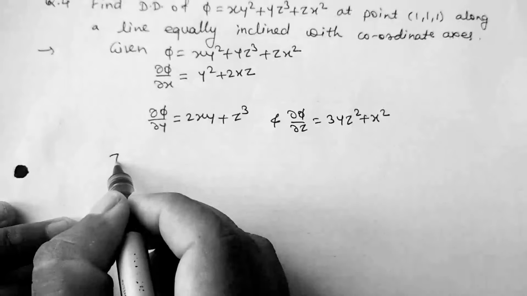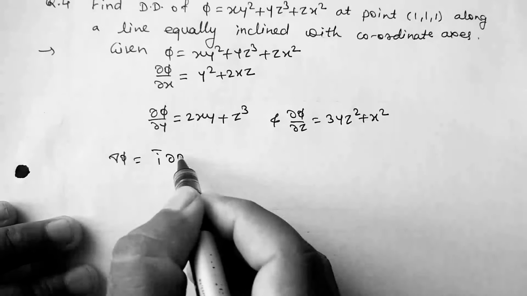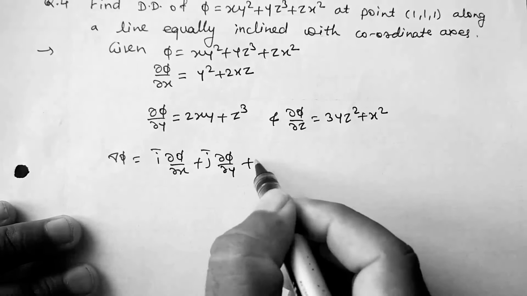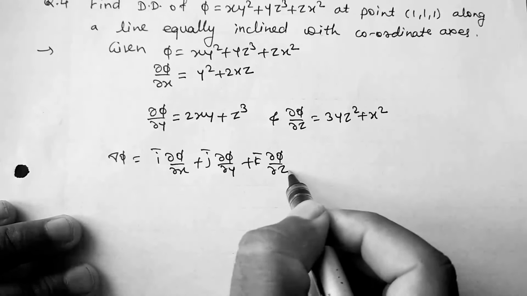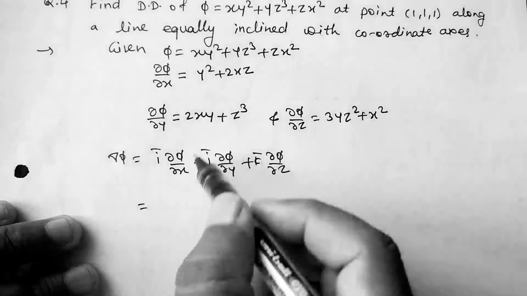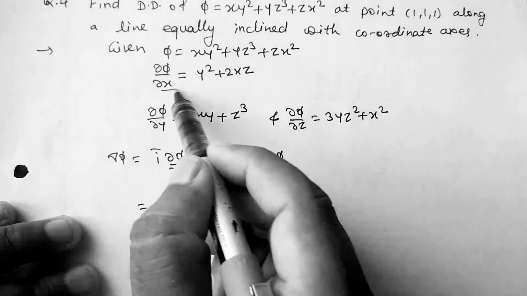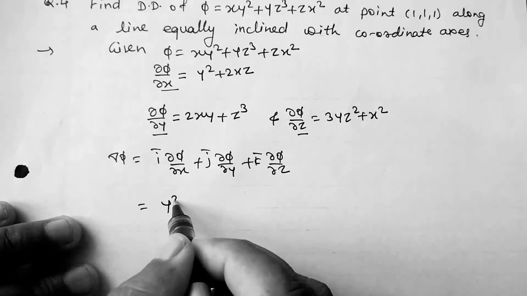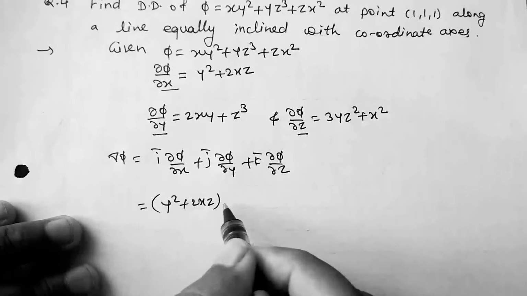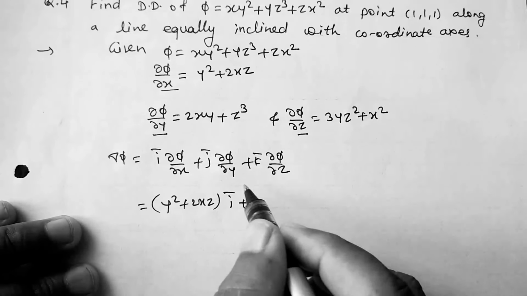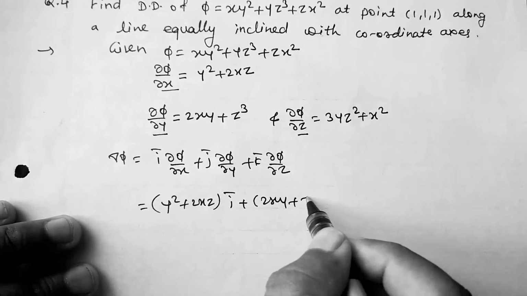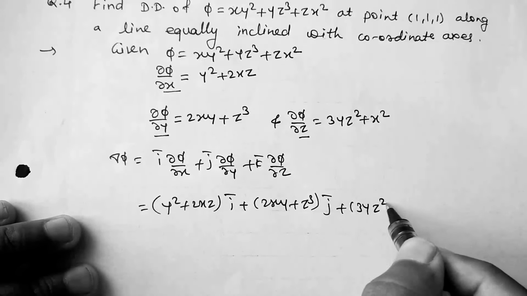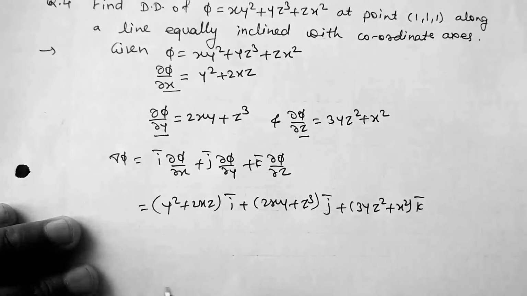Now del phi is equal to i bar into derivative phi by derivative by x plus j bar into derivative phi by derivative by y plus k bar into derivative phi by derivative by z. This is equal to, put the values of derivative phi by derivative by x, derivative phi by derivative by y and derivative phi by derivative by z here. So you will get y square plus 2xz i bar, then 2xy plus z cube j bar plus 3yz square plus x square k bar.